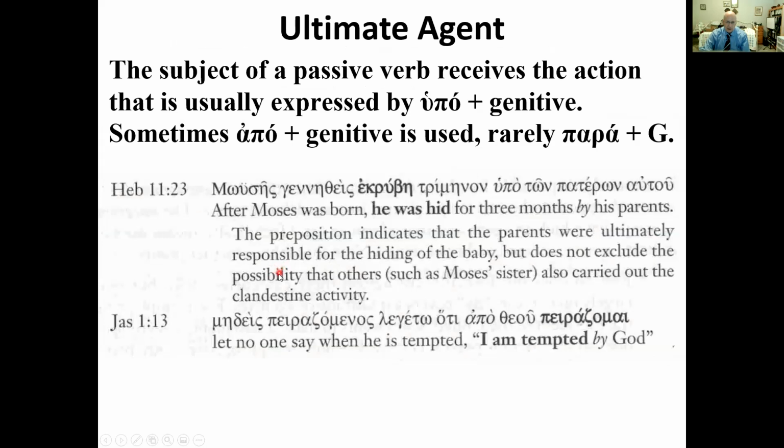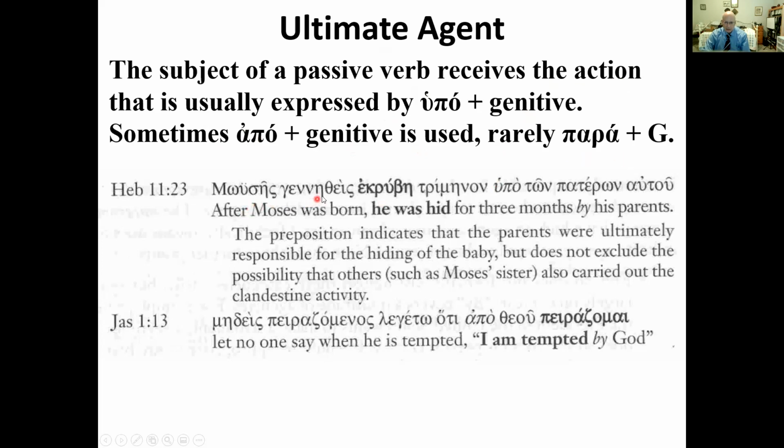This is from Dr. Wallace. The subject of a passive verb receives the action. That is usually expressed by hupo plus the genitive. Sometimes apo plus the genitive is used, rarely para plus the genitive.